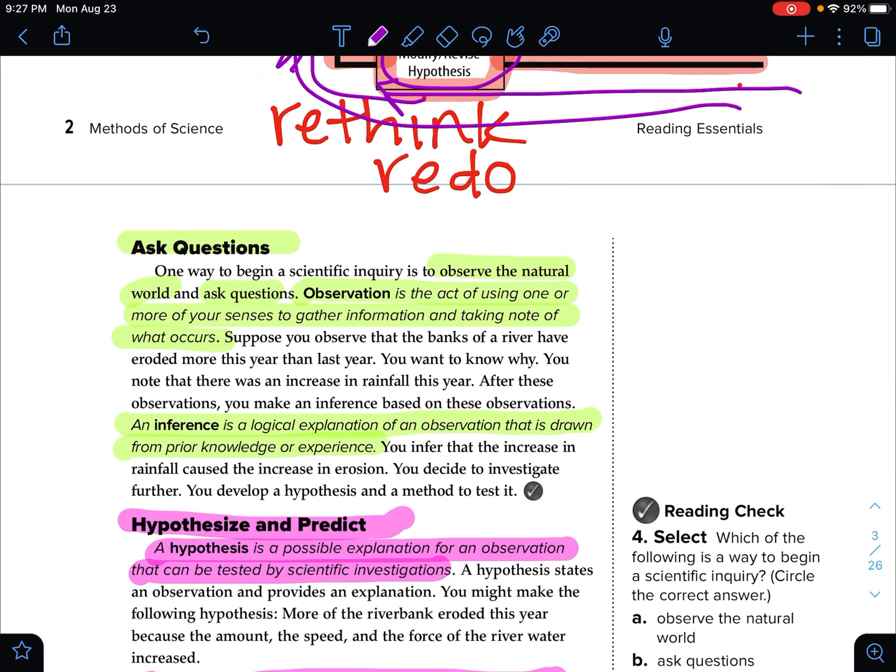One way to begin a scientific inquiry is to observe the natural world and ask questions. So here's a vocab word for us. Observation is the act of using one or more of your senses to gather information and taking note of what occurs. Now we know that that might be qualitative when we're looking at what that object looks like, smells like, tastes like, sounds like, feels like. Or is it quantitative? Is it something doing with numbers? There are 7 birds, or it's 6 inches, or it's 32 degrees, some type of measurement.